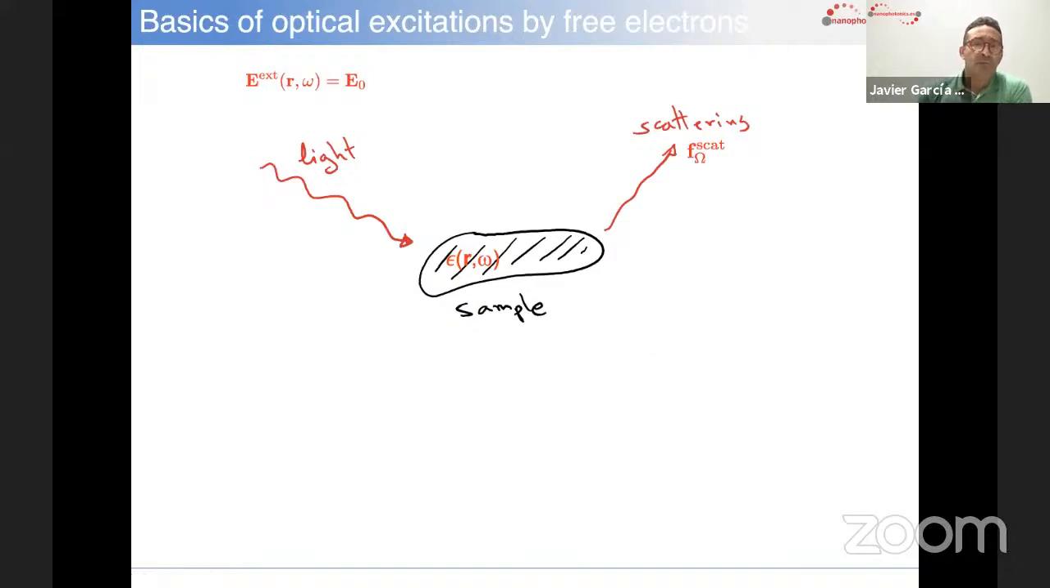Now, you can use optical methods to do essentially a similar thing, just illuminate with light, look at the far field, scattering.